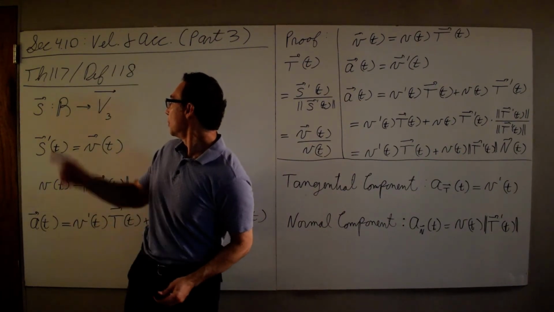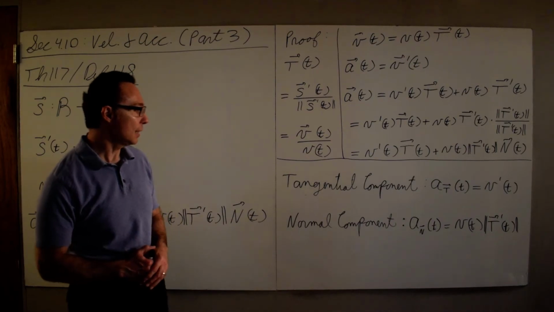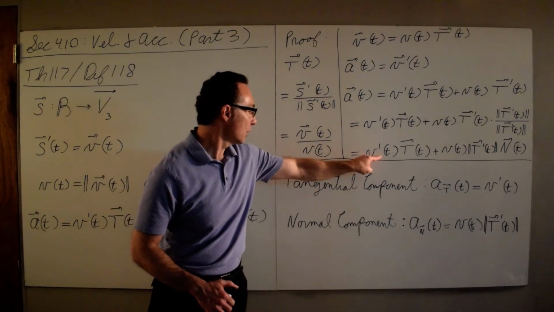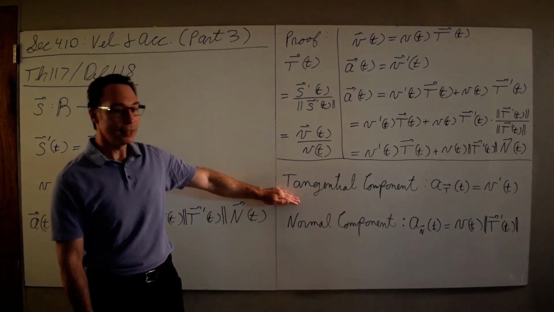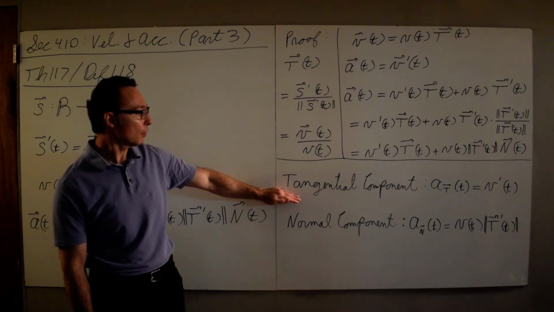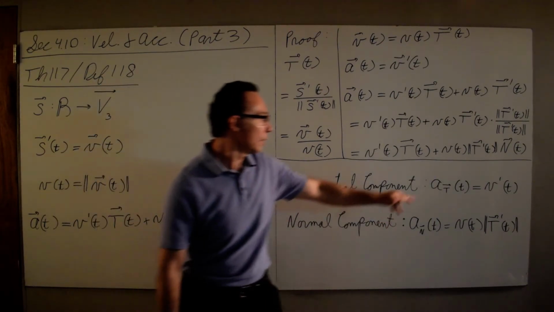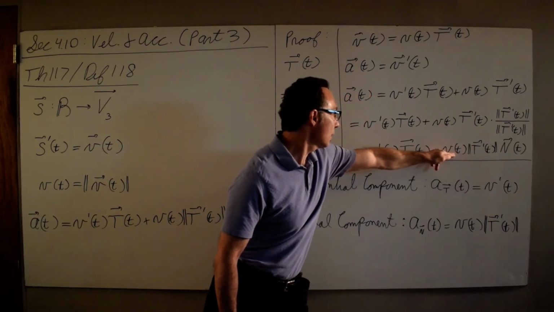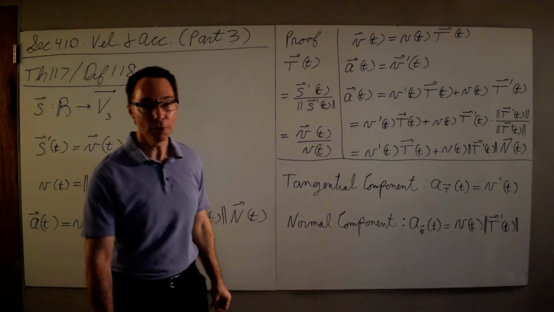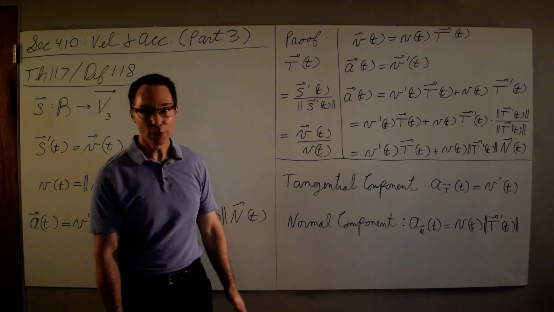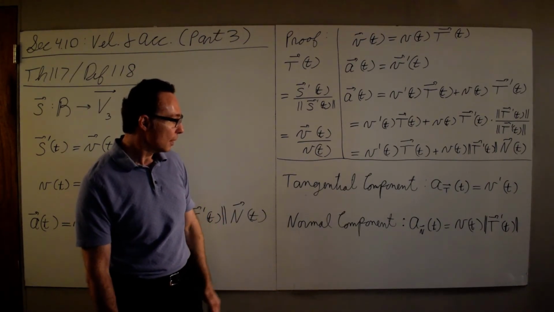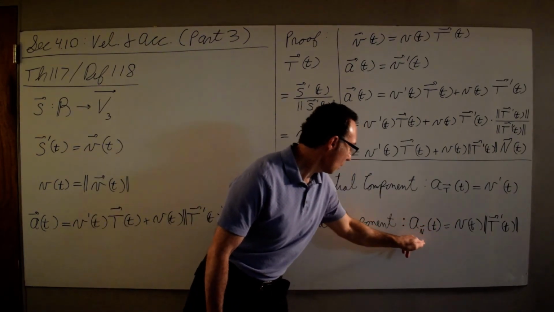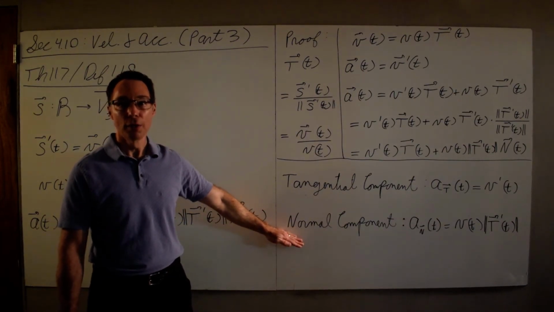Which brings us to Definition 118. This coefficient here is called the tangential component of acceleration. And this coefficient here, the speed times the magnitude of the derivative of the unit vector function, that coefficient is called the normal component of acceleration.